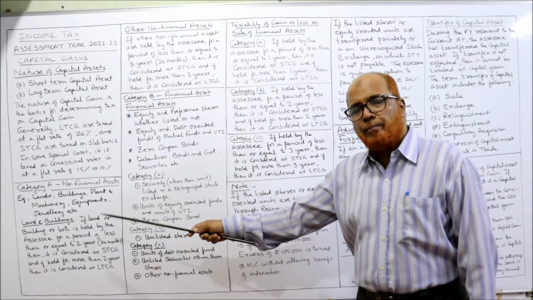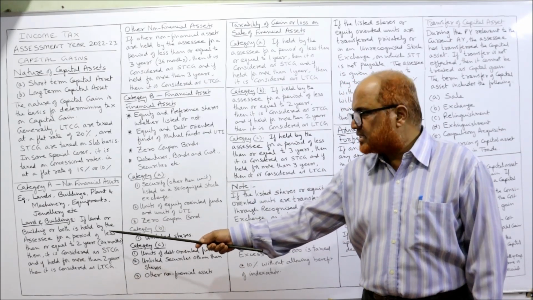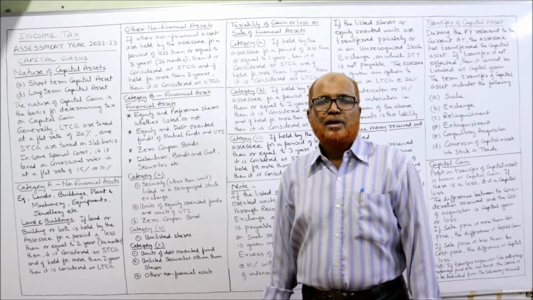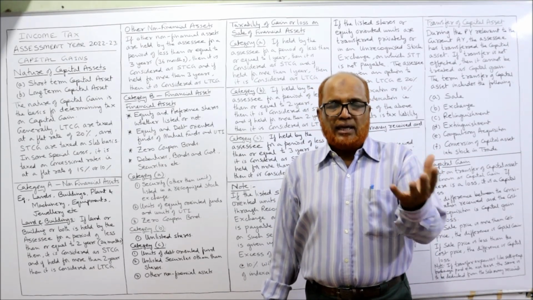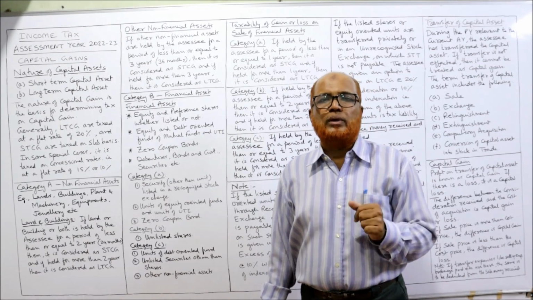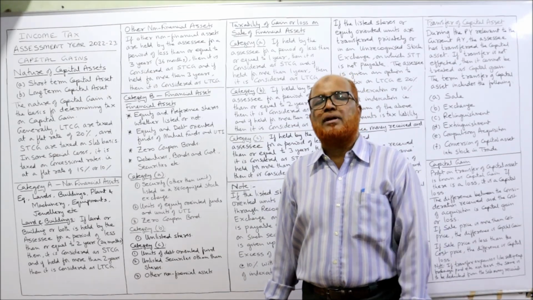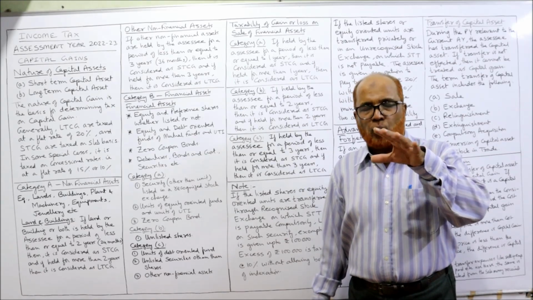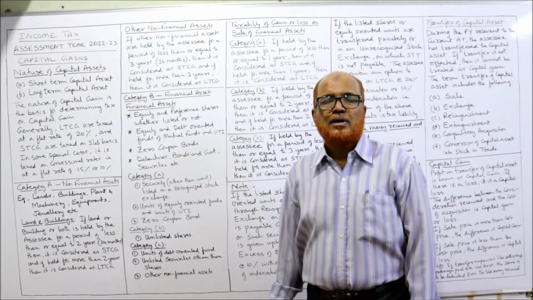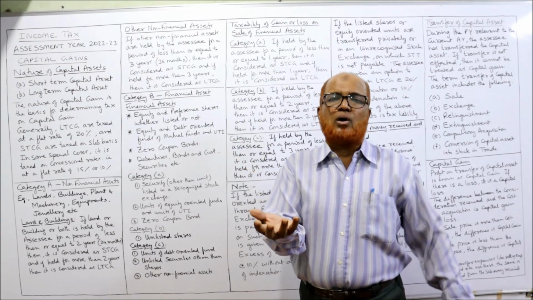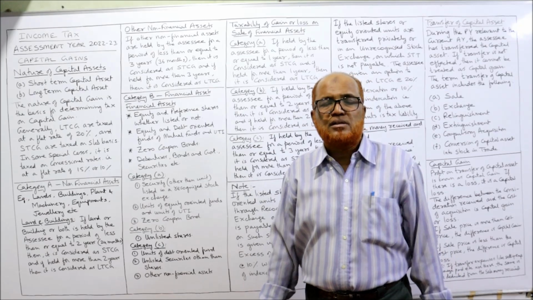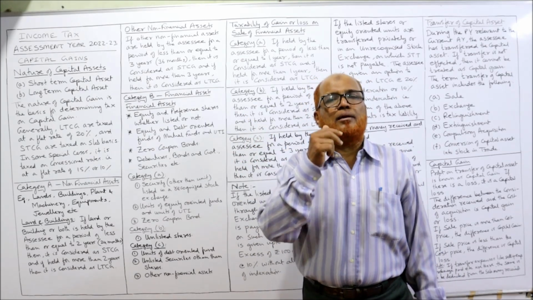If land or building or both is held by the assessee for a period of less than or equal to 2 years, this is very important, then it will be treated as a short-term capital asset. If the assessee has held the asset for more than 2 years, then it will be called a long-term capital asset. Suppose an assessee has purchased a house and within 1 year or within 2 years he sold it, it is called a short-term capital asset, and the gain arising is a short-term capital gain.